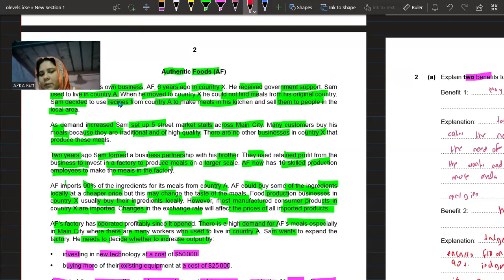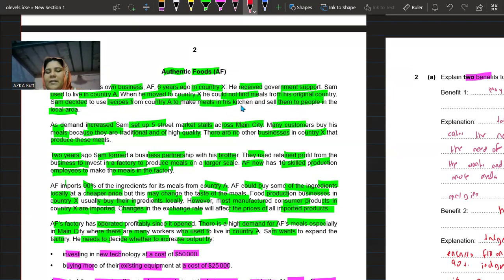So his home country was different and his host country is different. When he moved to country X, he could not find meals from his original country. So Sam decided to use recipes from country A to make meals in his kitchen and sell them to people in the local area. It means he must have been thinking that maybe there are more people who shifted to country X, and they also miss their own original taste, their own recipes. So the sentiments of the people are also linked with these recipes.